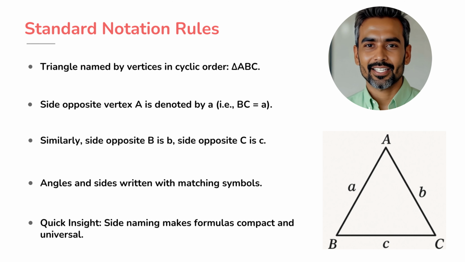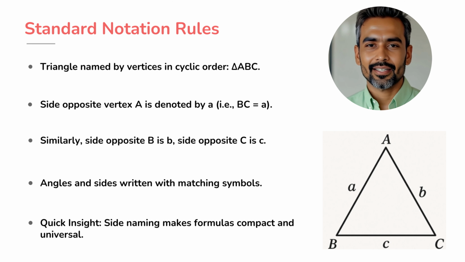That means the side opposite vertex A is called small a, which is side BC. Similarly, the side opposite vertex B is small b, that's side AC. And the side opposite vertex C is small c, that's side AB. Angles and their opposite sides are always written with matching symbols. This simple idea keeps all trigonometric relations clean and compact.